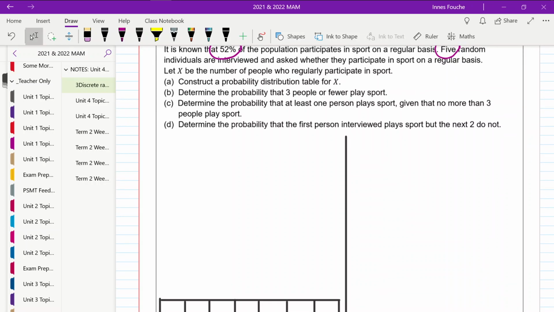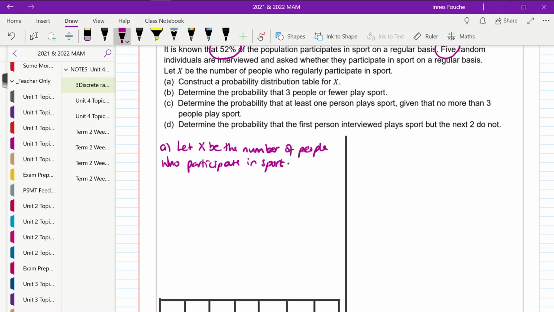Okay, let's have a look. A, construct a probability distribution table for X. With any of these questions, we always define the variable first. Highly unlikely in an exam that they're going to define it for you. So let X be the number of people who participate in sport.